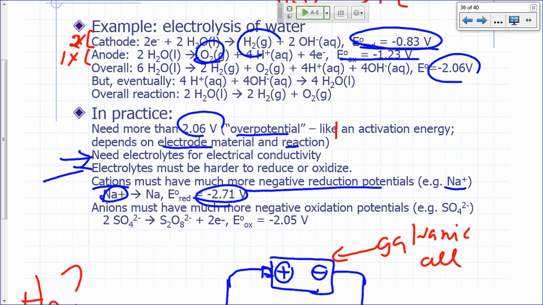If you look at the anions, you'll find sulfate. Your best bet is usually sulfate. Sulfate can turn into persulfate, and the oxidation potential of that is only negative 2.05, which is significantly less than the oxidation potential of water, which is negative 1.23. So something like sodium sulfate, you put that in your solution, that would allow you to electrolyze your water and avoid having the electrolytes being reduced or oxidized instead of the water.